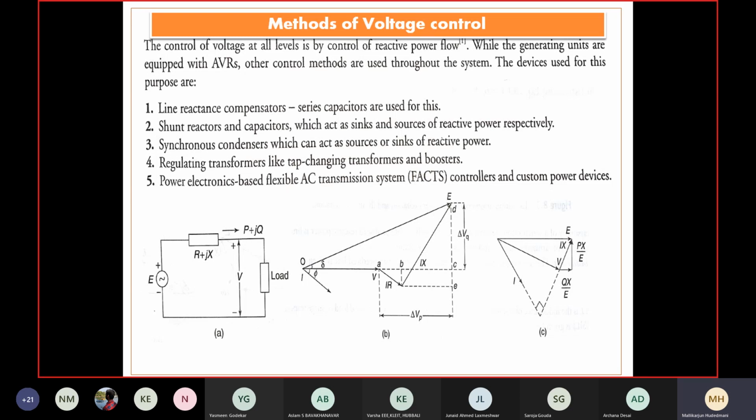Therefore, the very first concept under voltage control is line reactance compensation. We have to see to it that the reactance of a transmission line, XL, needs to be reduced by compensation. The word compensation means what? Work in opposition to that. So for that, what is being referred to? Series capacitors are used for this purpose.